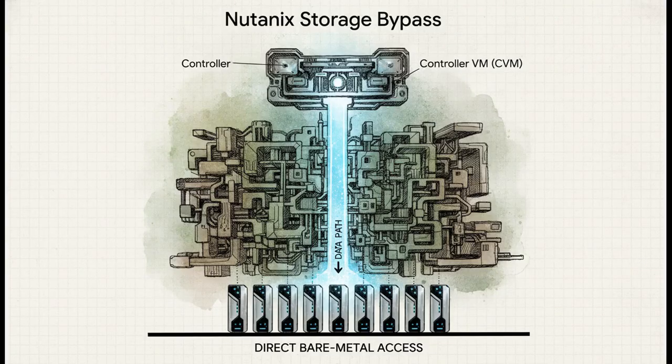Nutanix, on the other hand, took a fundamentally different philosophy. Instead of a standard file system, they deploy a controller VM, or CVM, on every single node. This CVM manages the Nutanix distributed file system for cluster-wide replication. But what's truly fascinating is their Acropolis file data driver. It bypasses the hypervisor storage stack entirely, giving the CVM direct bare metal access to the local NVMe drives. This setup guarantees deterministic, ultra-low latency performance.